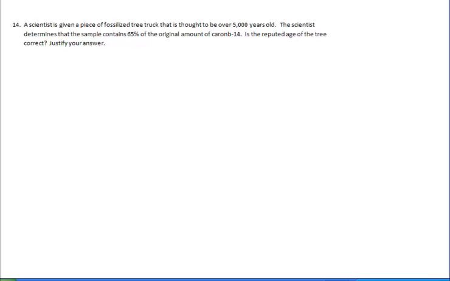So the half-life formula that we're going to use on this, because we're dealing with carbon-14 and its half-life, looks like this. F equals S times 1/2 to the T divided by K. And the F is your final amount. Okay, your final amount, F.